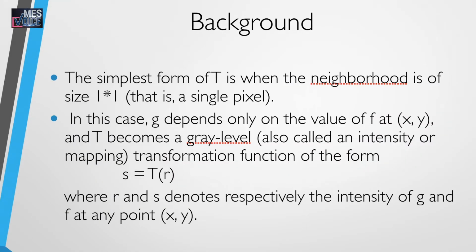The simplest form of T is when the neighborhood is of size 1 by 1, that is, a single pixel. In this case, g depends only on the value of f at (x,y) and T becomes a gray level transformation function of the form s = T(r). Here r and s denote the intensity of f and g at any point (x,y).